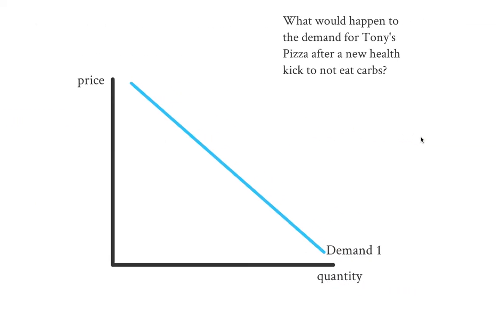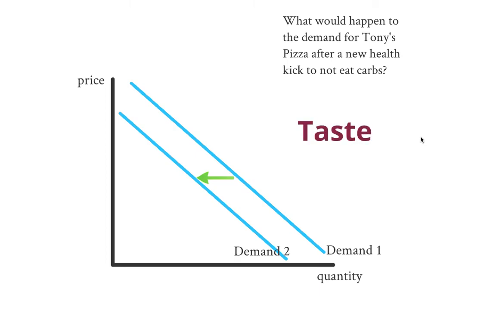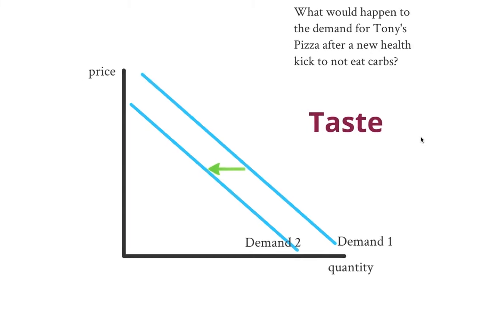All right, what would happen to the demand for Tony's Pizza after a new health kick not to eat carbs? Well, pizza is made out of carbs. Like, that's what the crust is. If you had a carbless pizza, you would just be eating cheese and maybe some pasta sauce, but probably just cheese. So the demand is going to go down, which means the line is going to move to the left. And that means Tony has to lower the price on his pizza in order to sell the pizza. And that's based on taste.